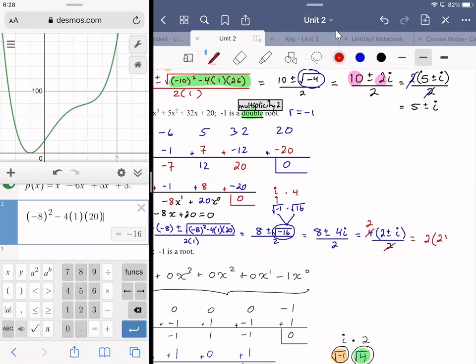2 times 2 plus or minus i. Or if you want, you can multiply through with the 2, which means that you probably only needed to factor out a 2 to begin with instead of factoring out a 4. But this is perfectly fine. In fact, better. It's the simplest factored form.